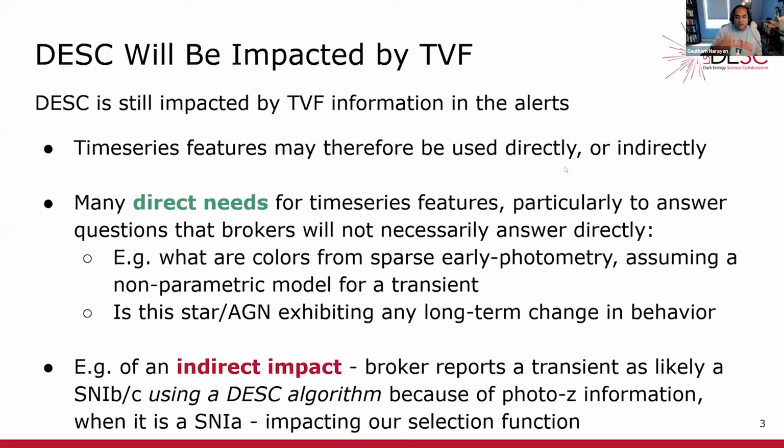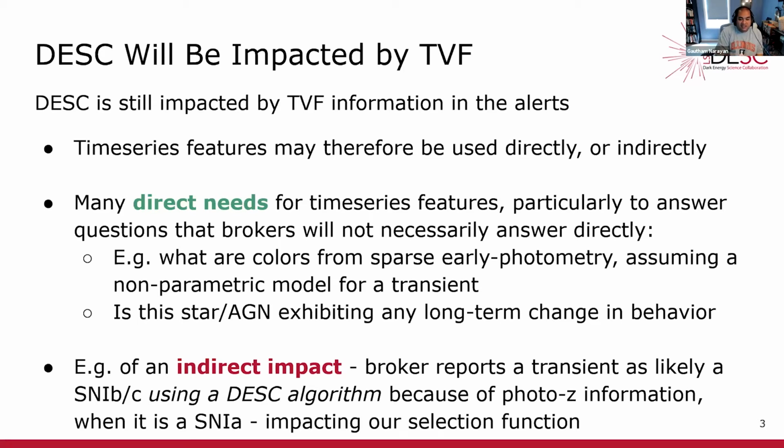For example, you might want to ask what the colors from sparse early time photometry are. If you're interested in supernova, perhaps you're trying to identify an early blue excess to see if there are potentially different progenitor channels for type 1a supernova. And you might want to do this using some kind of non-parametric model fit for the transient. You might also want to know if, for example, a star or an AGN is exhibiting some really long-term change in behavior. And I don't think brokers will necessarily do that for the science collaborations.